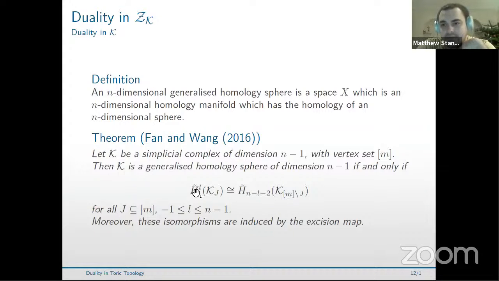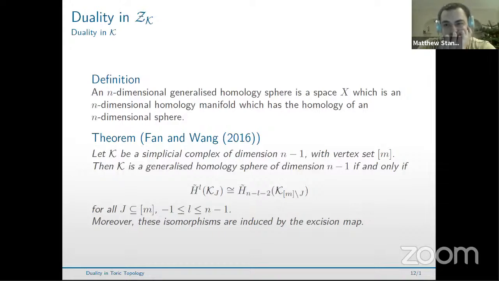And that is in particular on the level of the reduced cohomologies and homologies of full subcomplexes and their complements. And this is very elegant, and very nice in terms of an investigation, again, into duality, because it expresses this generalized homology sphere property in terms of some sort of duality. Now, again, I just want to highlight here that in the same way that the excision product was not the cup product, this is not Poincare duality. This is something entirely different.